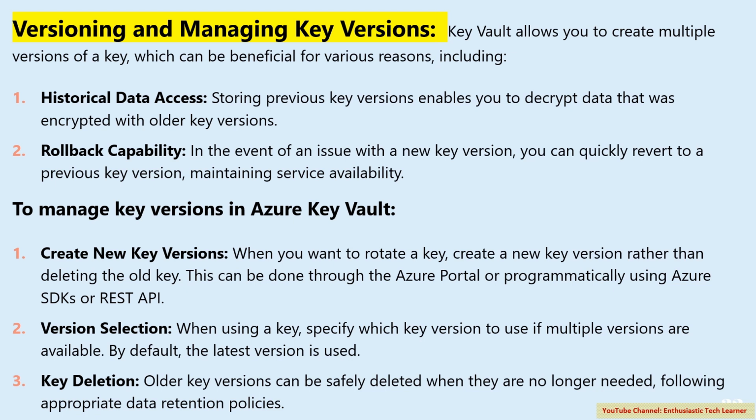Create new key versions. When you want to rotate a key, create a new key version rather than deleting the old key. This could be done through the Azure portal or programmatically using Azure SDKs or REST API. Version selection. When using a key, specify which key version to use if multiple versions are available. By default, the latest version is used. Key deletion. Older key versions can be safely deleted when they are no longer needed, following appropriate data retention policies.